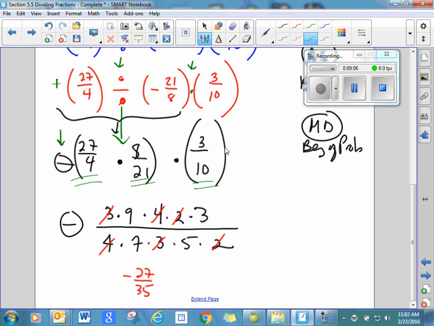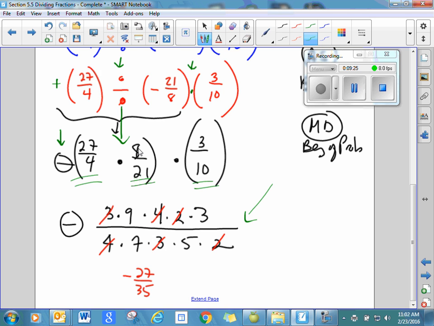I've got 3 things multiplied, 1 single fraction bar. I'm going to determine the sign of my product. I've got a negative times a positive times a positive. That's a negative. I'm going to take 27 and I'm going to make him 9 times 3, because that's about all you can do with 27.